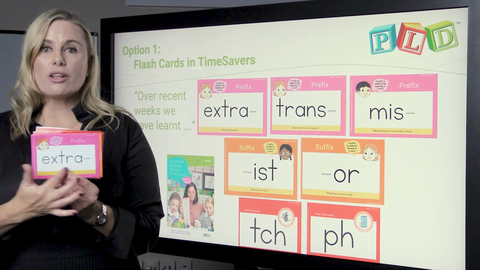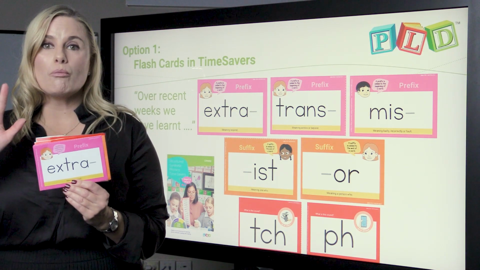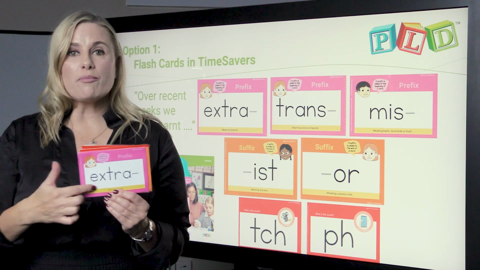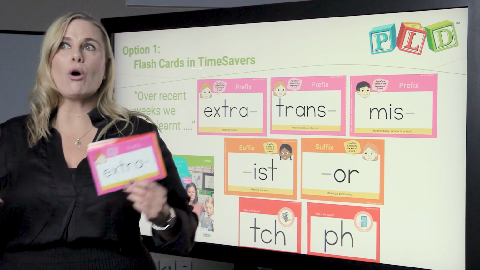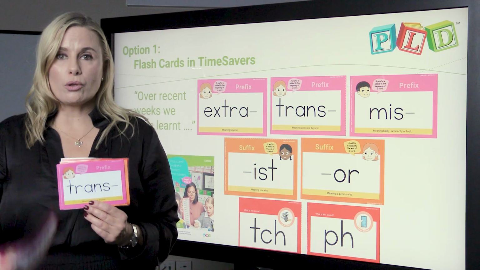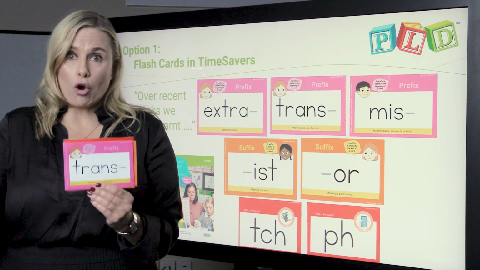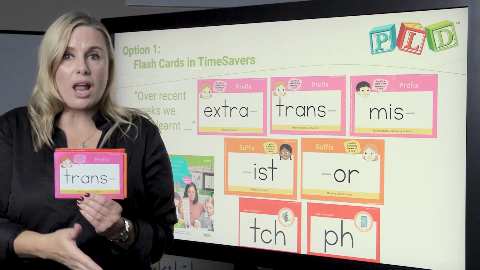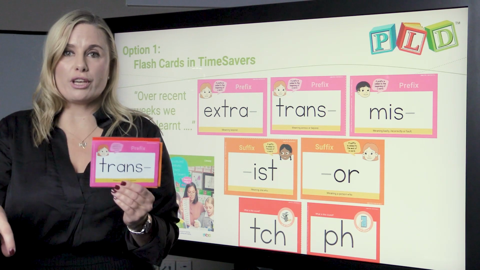We learnt about the prefix extra, and extra means moves beyond or out of. Now, if something is extraordinary, it is beyond ordinary. It's extraordinary. We also looked at the prefix trans. Trans means to move across or beyond. So if I were to transplant a plant or an organ from body to body, I'm moving it from one place to another.